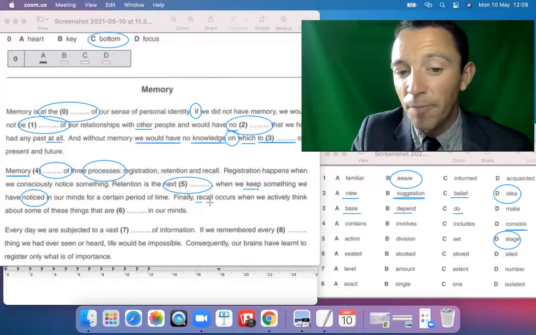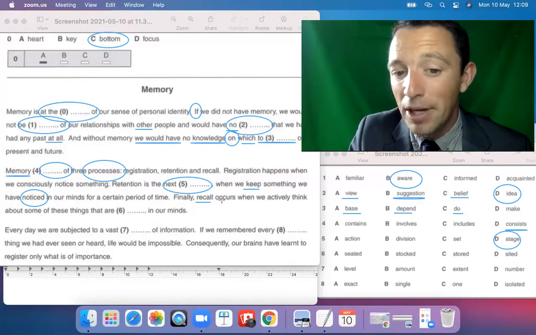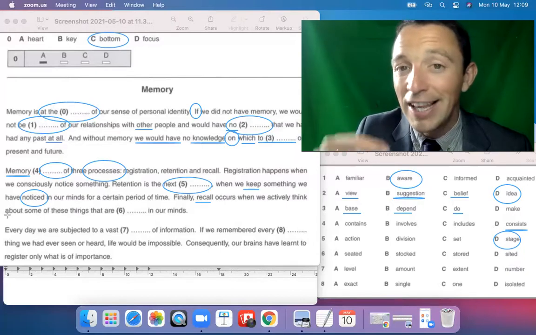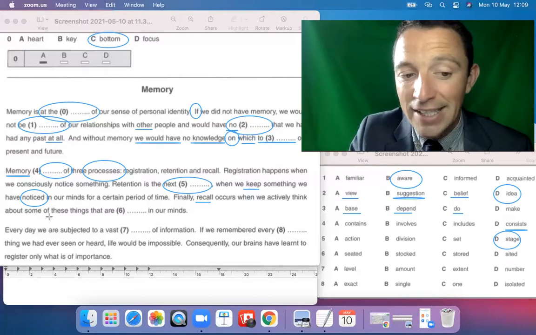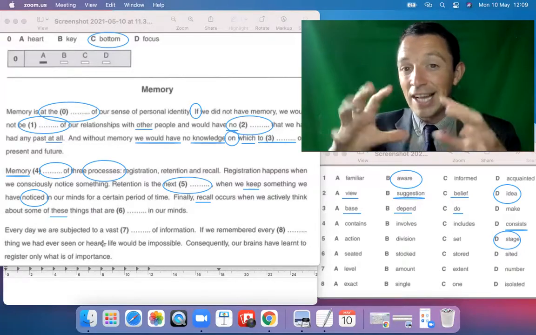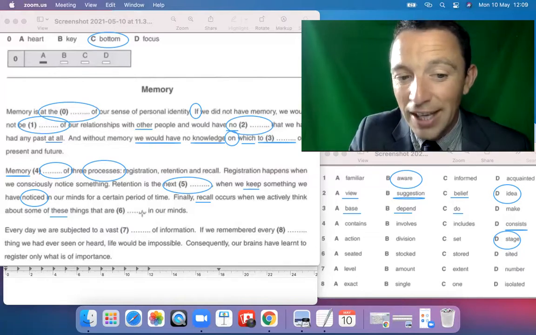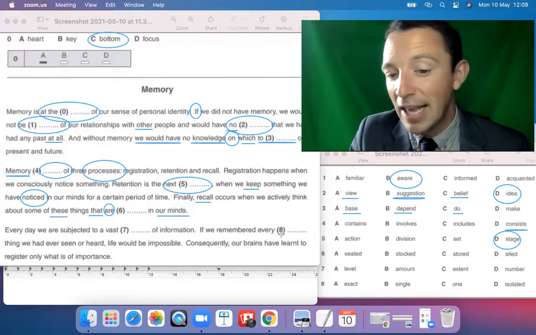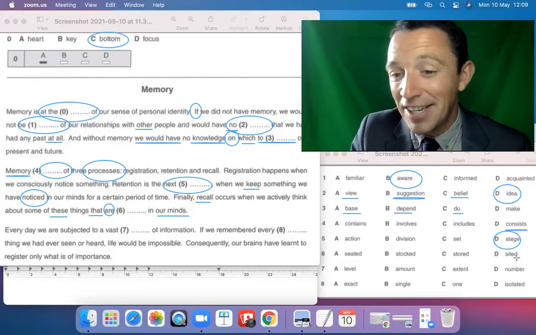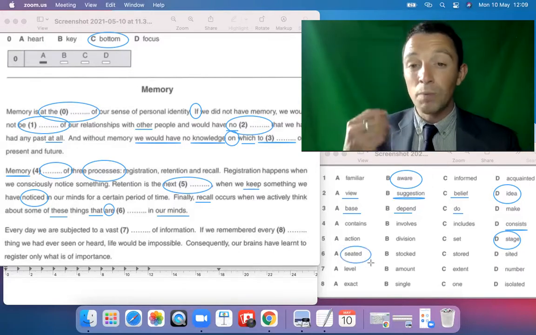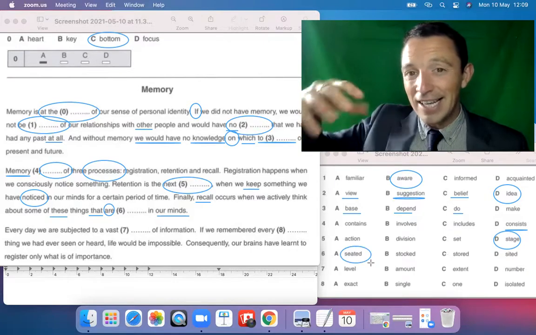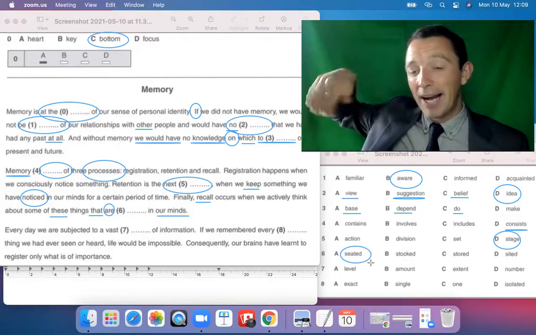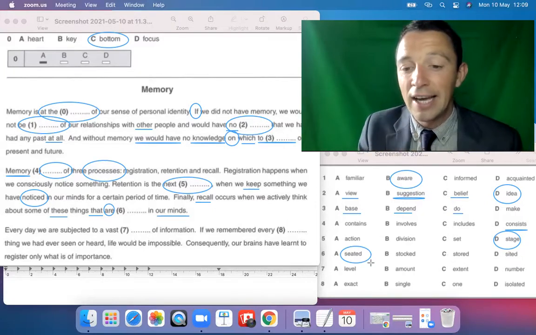Finally, recall occurs, which is a synonym for happen, when we actively think about, preposition, think of, think about. Some of these things, remember the difference, this, that, these, and those, very important, that are something in our minds. So it's the relative pronoun, the verb to be, and in our minds. So the sentence about some of these things that are seated in our minds, maybe stocked in our minds, stored in our minds, cited in our minds. So seated will be typical in the cinema. My friends are seated in the front row. My friend is seated in the back position. So it's the location of the seat.